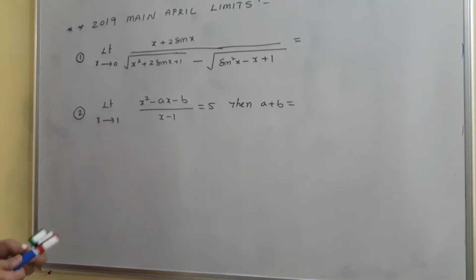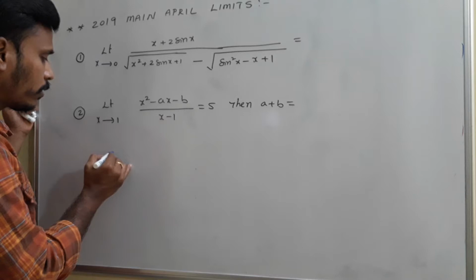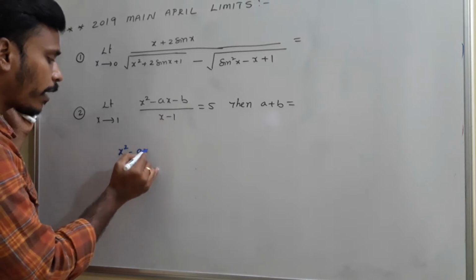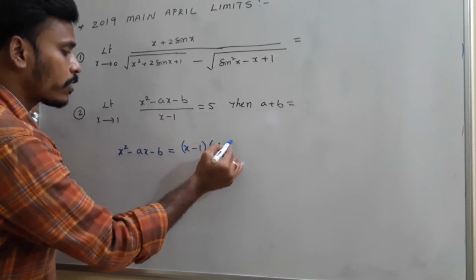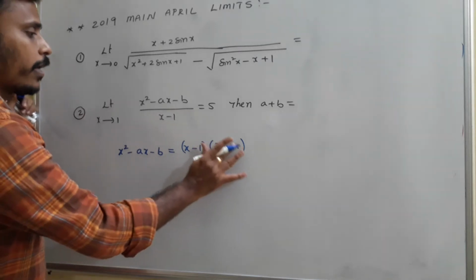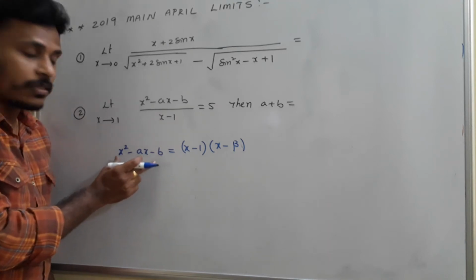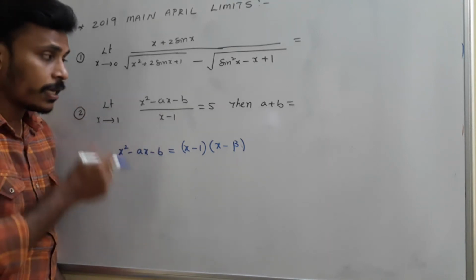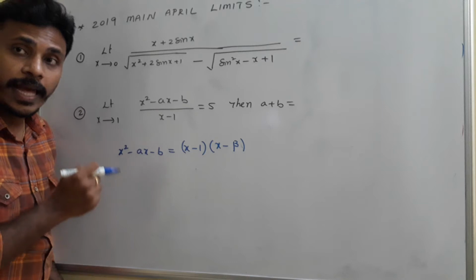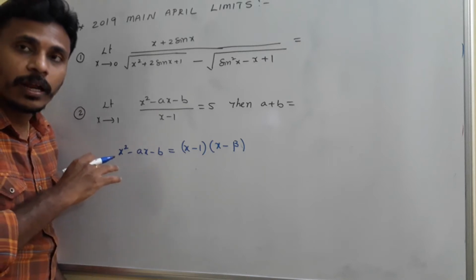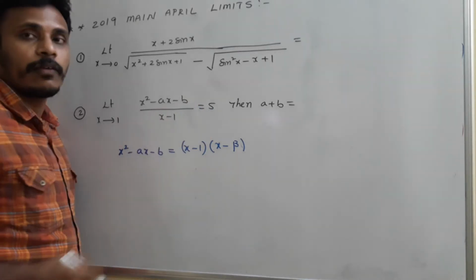Otherwise we need to cancel out that x minus 1. Since we need to cancel out our x minus 1, the numerator x square minus ax minus b should be of the form x minus 1 into some x minus k, or x minus beta. If you say the roots are alpha and beta, you need to express x square minus ax minus b as x minus 1 into x minus beta. If the numerator is of this format, then only we have a chance to remove infinity and get to a finite value.